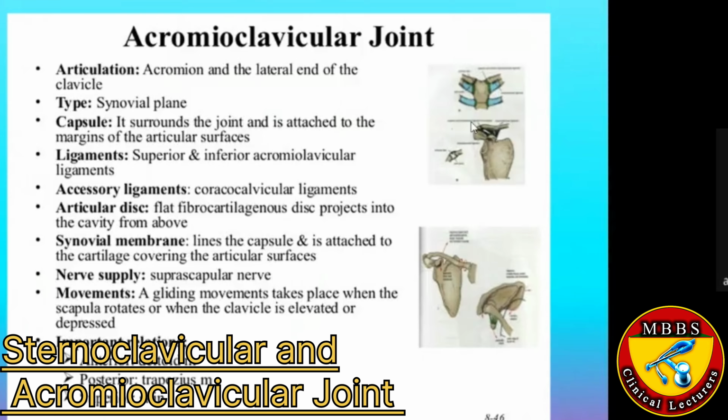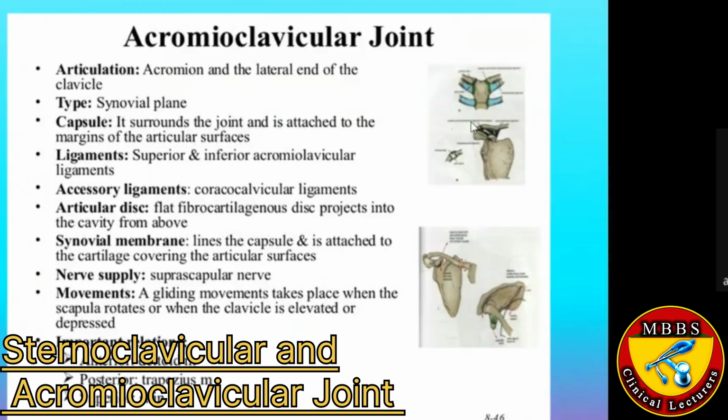This joint is surrounded by a capsule known as the fibrous capsule, which is attached to the margins of the articular surfaces. There are different ligaments attached, like the superior and the inferior acromioclavicular ligament. There are accessory ligaments, which is the coracoclavicular ligament, and this coracoclavicular ligament is the main bond of union of the acromioclavicular joint. There is an articular disc, a flat fibrocartilaginous disc which projects into the cavity from above. The synovial membrane lines the capsule and is attached to the cartilage covering the articular surfaces.